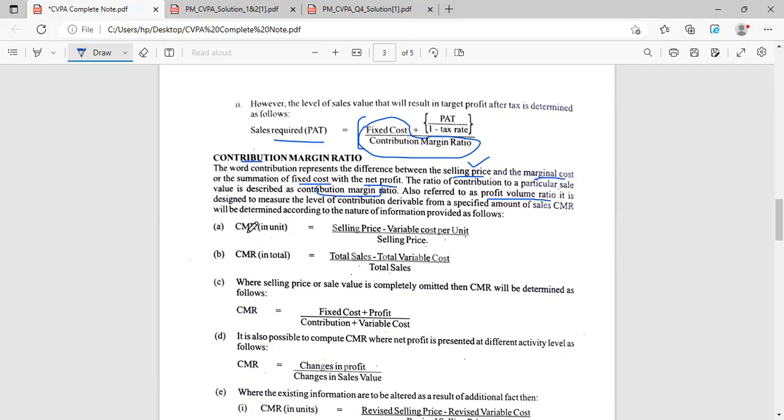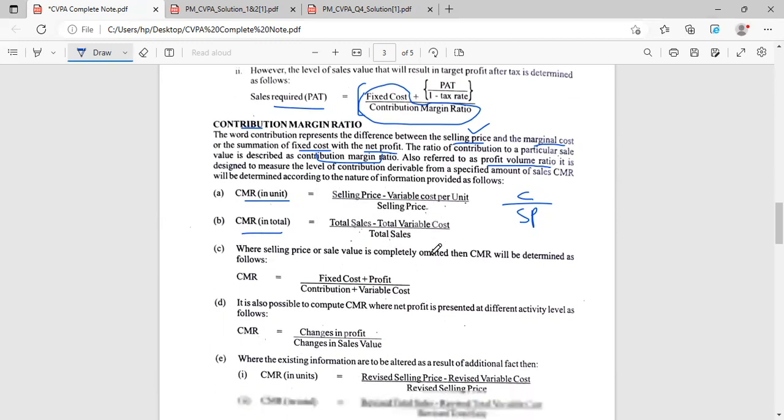So what's the formula? Contribution margin ratio can also be in units. Contribution margin ratio can also be in total. And I said contribution margin ratio simply means contribution divided by what? Sales, which is selling price. Yes. So what is contribution? Selling price minus variable cost. Remember, we are dealing with per unit. Most of our decisions are per unit. So if this is per unit, we are dividing by what? Selling price per unit. Are you getting it?